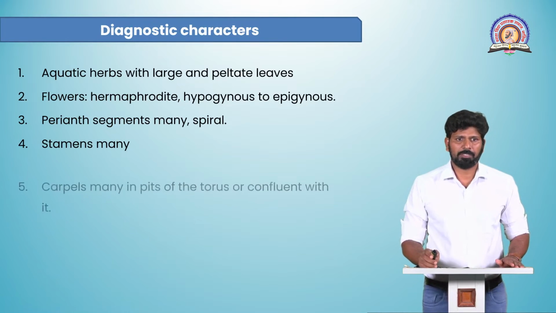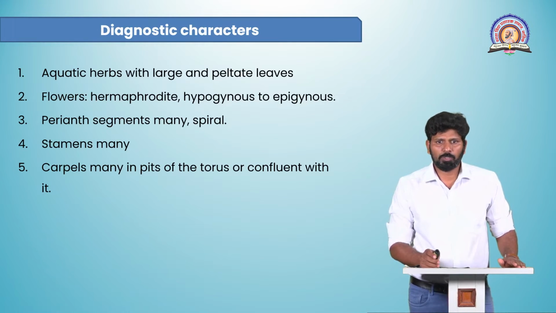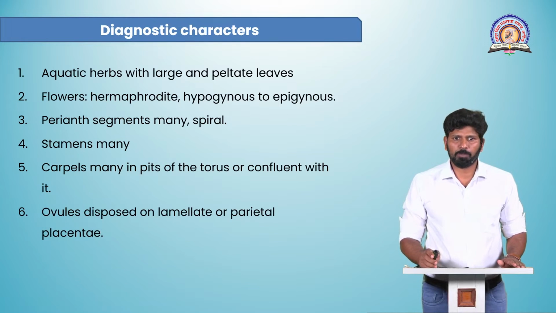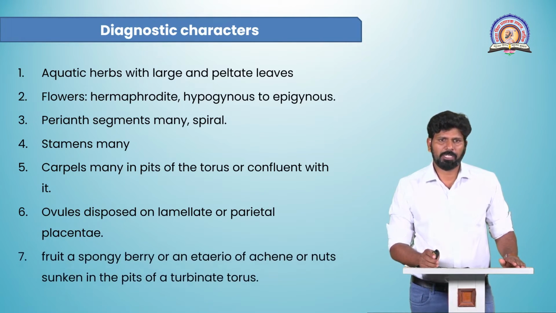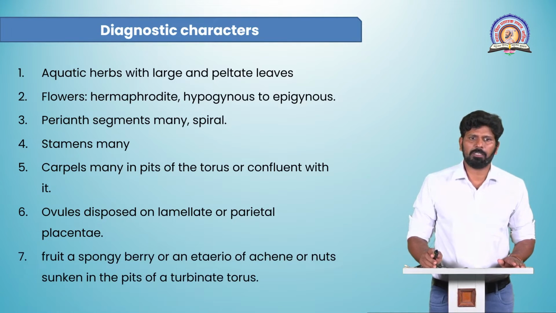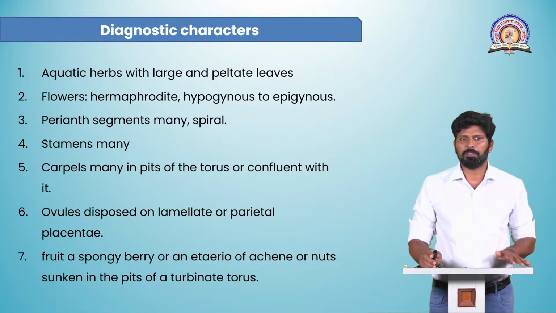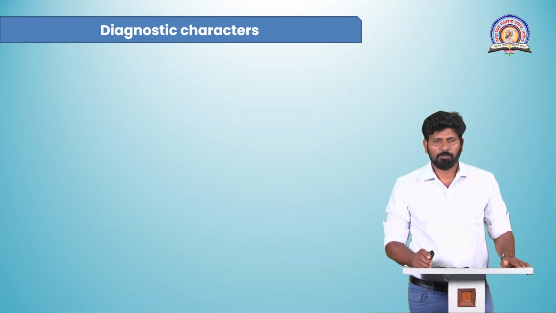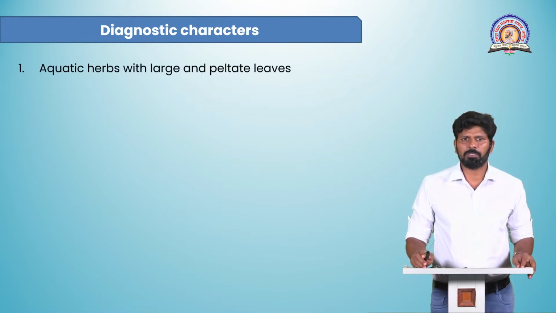Stamens are many. Then carpels many in pits of the torus or confluent with it, and ovules disposed on lamellae or the parietal placentation. And last diagnostic character is that fruit a spongy berry or an etaerio of achenes or nuts sunken in the pits of turbinate torus. So we are going to discuss now these diagnostic characters a little bit in detail.